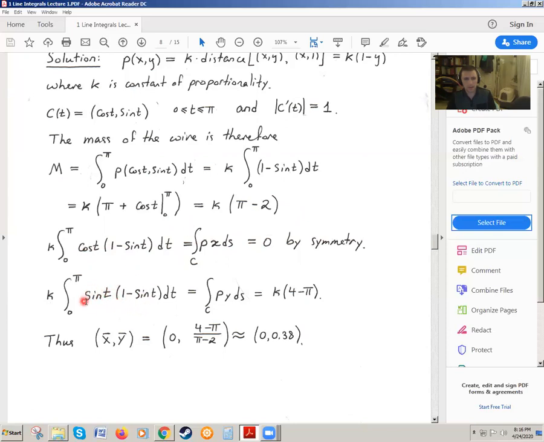So here again, we have the y coordinate multiplied by the density, in its parameterization. So when I calculate it, I end up with k times 4 minus pi. So I have 0 for the first calculation, k times 4 minus pi for the second calculation, and all I have to do is divide each quantity by the mass. And the mass was k times pi minus 2. So the k's cross out, and I have this point as my center of mass.